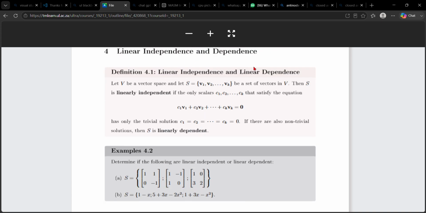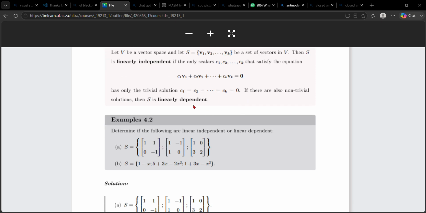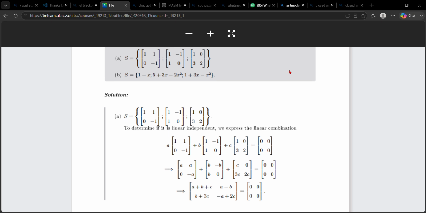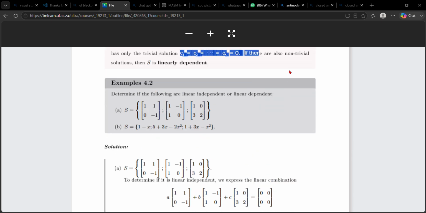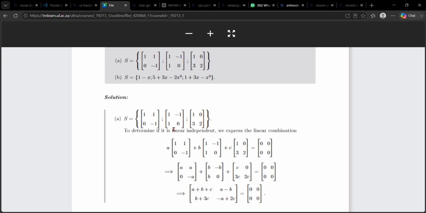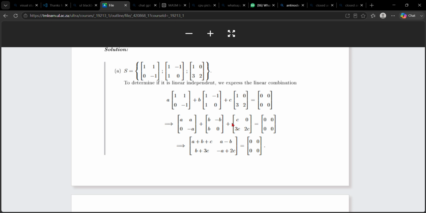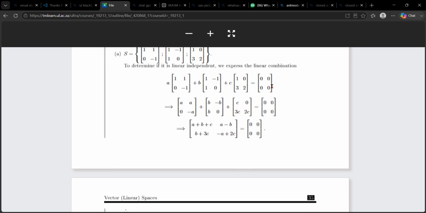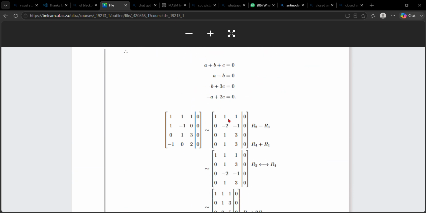Then define linear independent. So you'll say let V be a vector space and S be a set of vectors. Then S is linear dependent if and only if the equation will give you 0. And it means one of them is equal to 0. So this is just an example of the first one. Here they're saying they will multiply with A, B, C on every vector. And then they equate that with the 0 vector. Then you solve, you get your A, B, C.